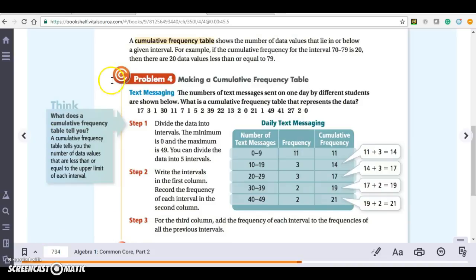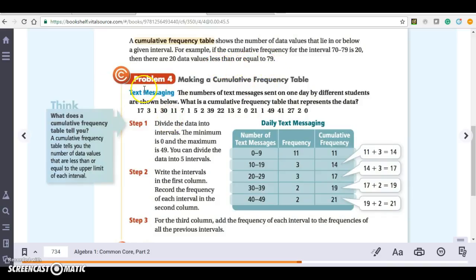Okay, let's take a look at problem 4, a cumulative frequency table. A cumulative frequency table shows the number of data values that lie in or below the given interval. For example, if the cumulative frequency for the interval of 70 to 79 is 20, then there are 20 data values less than or equal to 79.